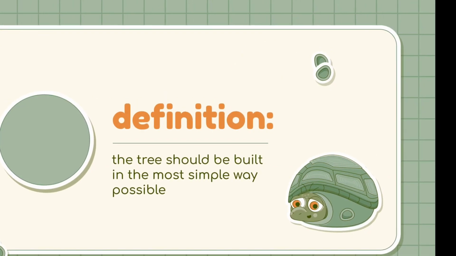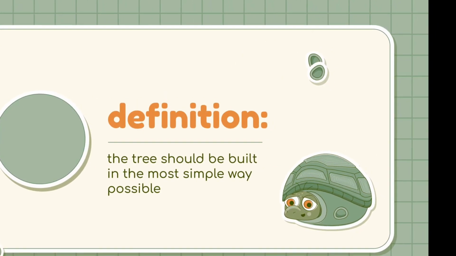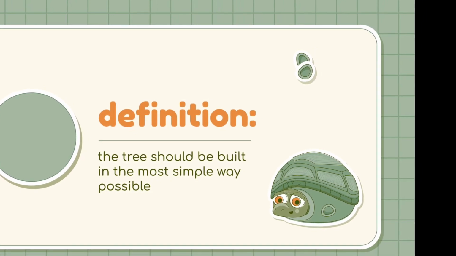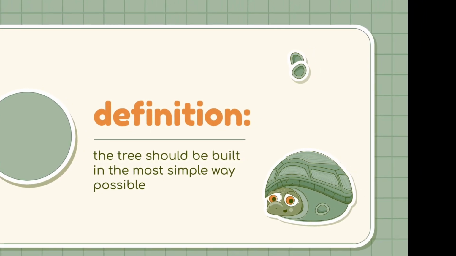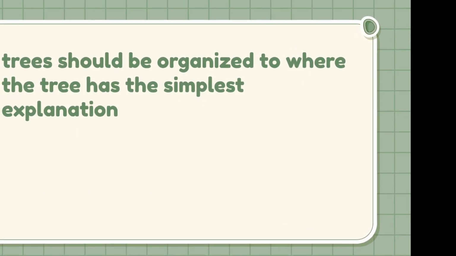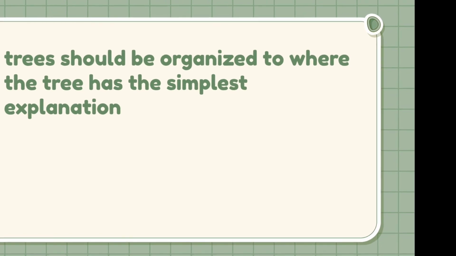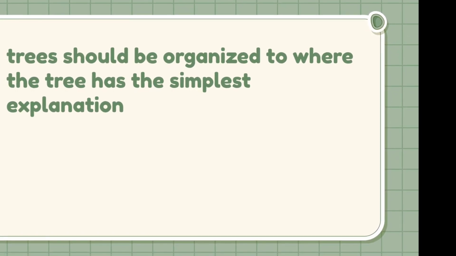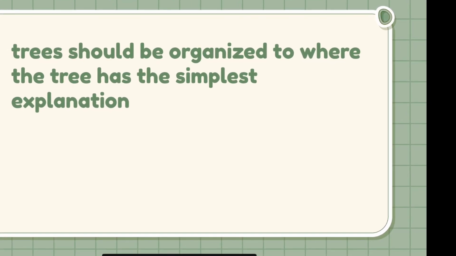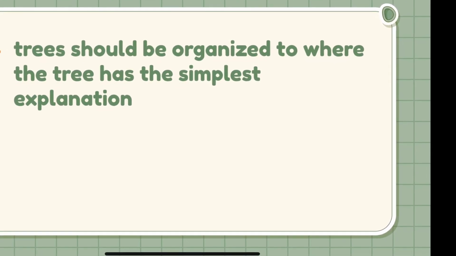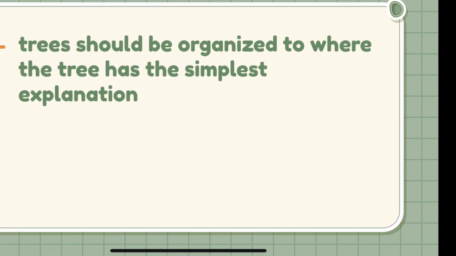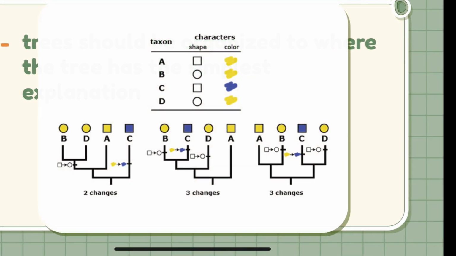So the definition or the concept of maximum parsimony is that the tree should be built in the most simple way possible, or one that proposes the most simple explanation, because it produces the simplest explanation for why a tree is the way it is, or how we got from one trait to more than one. The concept of maximum parsimony helps in creating phylogenetic trees in the simplest and easiest way to read.